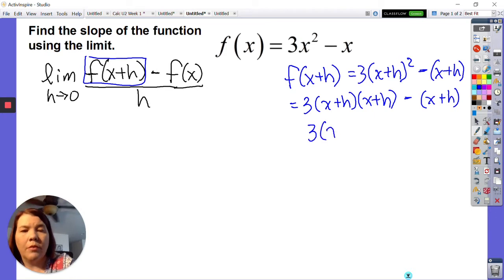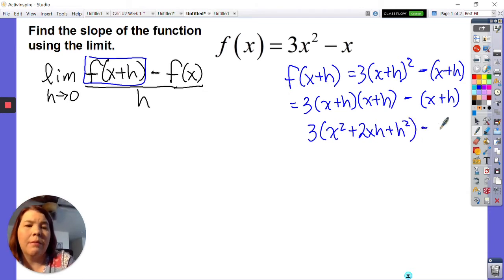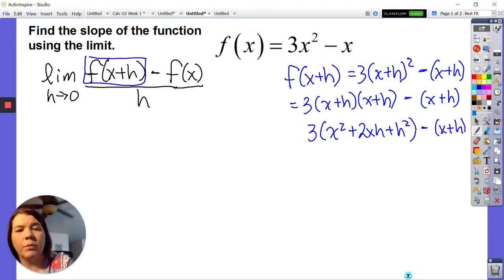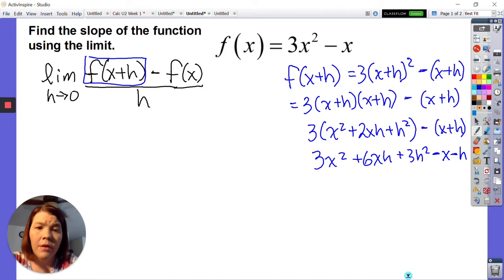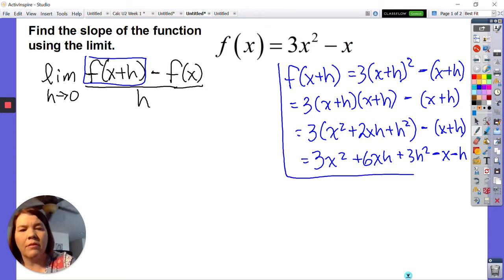And I will get 3 parentheses x squared plus 2xh plus h squared, close parentheses, minus x plus h. I'm going to go ahead and distribute now. I have 3x squared plus 6xh plus 3h squared minus x minus h. So this is the value of that function I've marked off in blue. So let's go ahead and plug that back in. And this is like a little side note. It's not really part of the problem, but it saves me a lot of space in the long run.